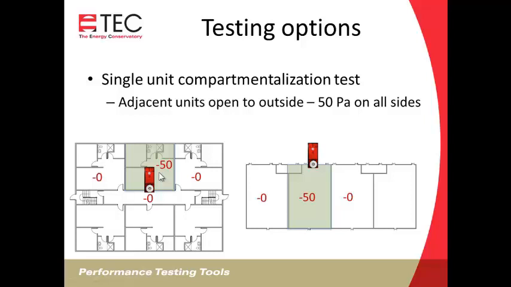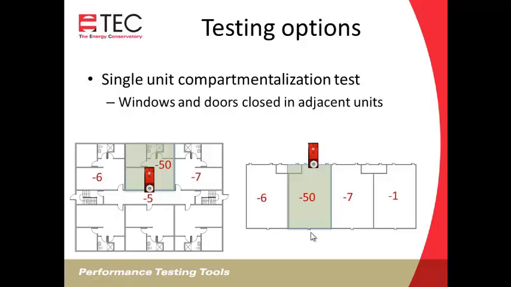And the units above and below would need to be open to the outside. So you're seeing 50 pascals to each adjacent space: 50 pascals to adjacent units, to the hallway, to the unit above, unit below. And then in a townhouse style, row house style, we're showing that also, where the adjacent units have doors or windows open to the outside, so the pressure is the same as the pressure outside, and we're seeing 50 pascals to all adjoining spaces.